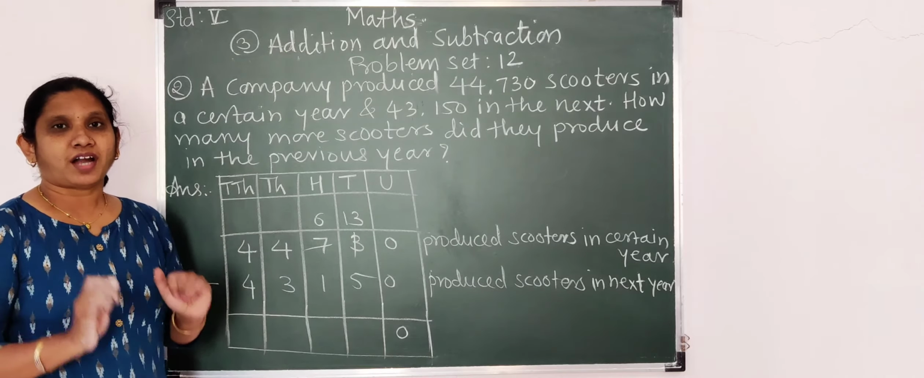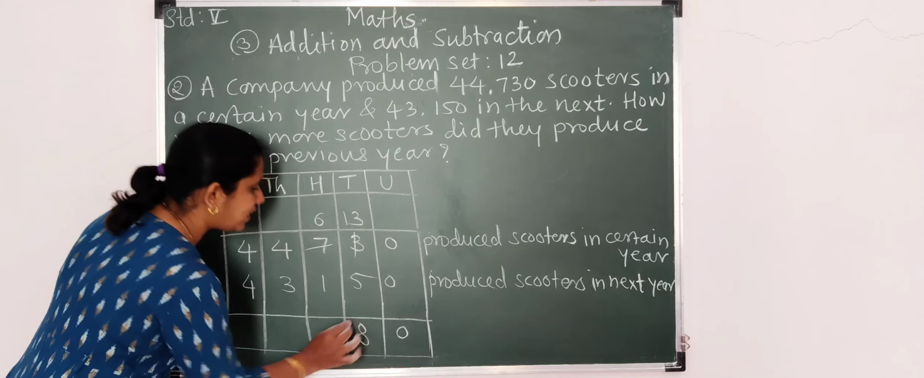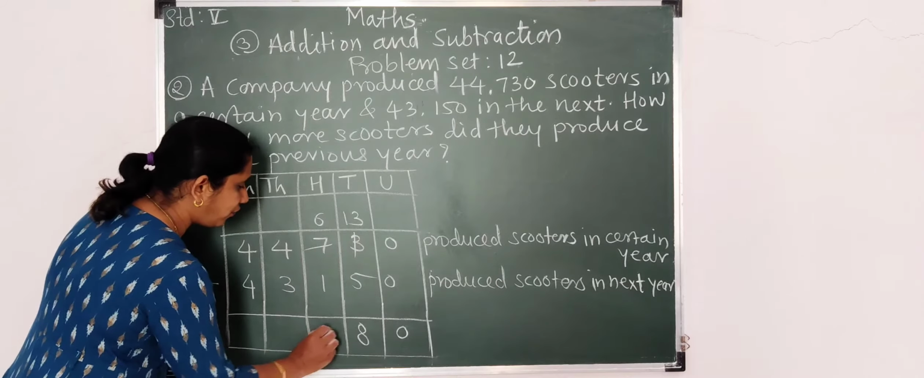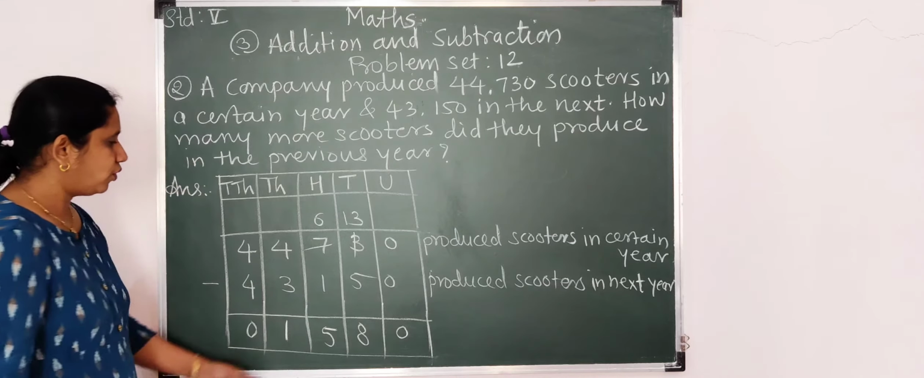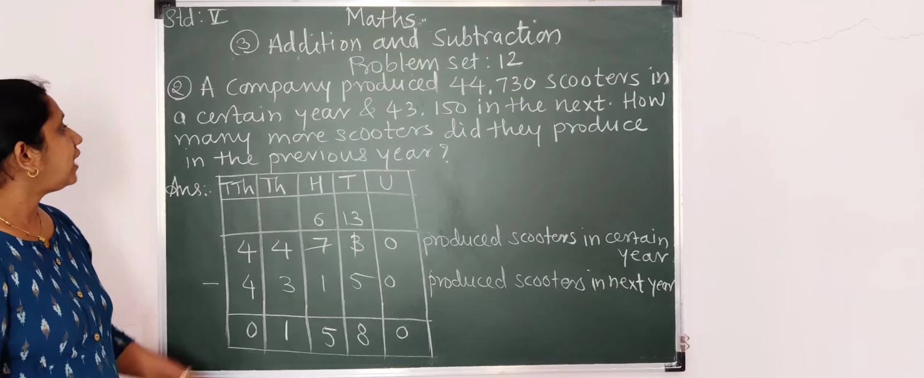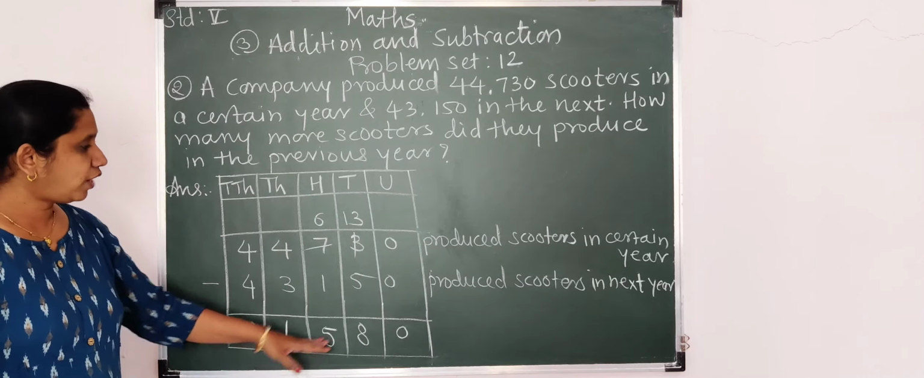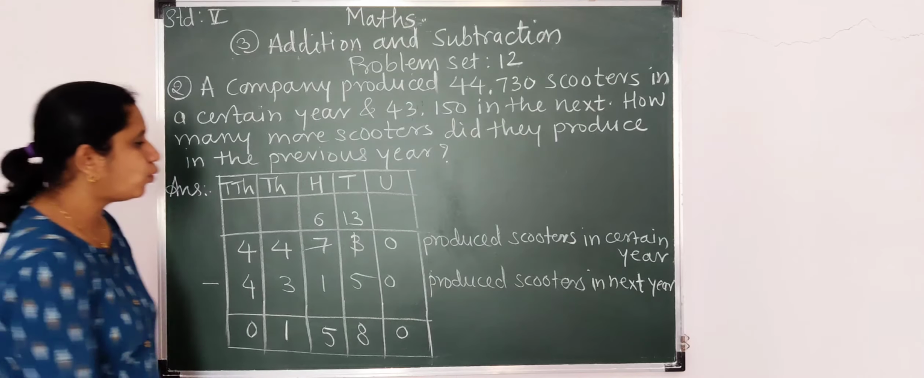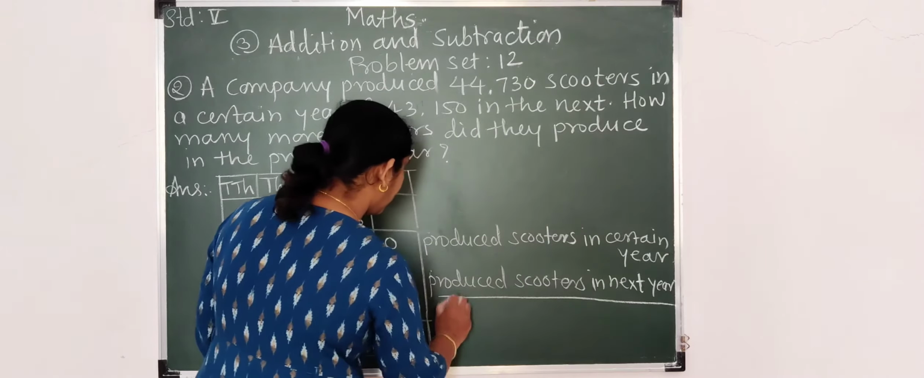Now let us stop counting on fingers or drawing the lines. 13 minus 5, yes, it is 8. 6 minus 1, 5. 4 minus 3, 1. 4 minus 4, 0. So our answer is 1580. That is why in the previous year the company produced 1580 more scooters. So let us write here in the square box this answer.